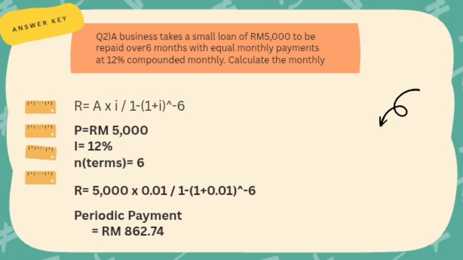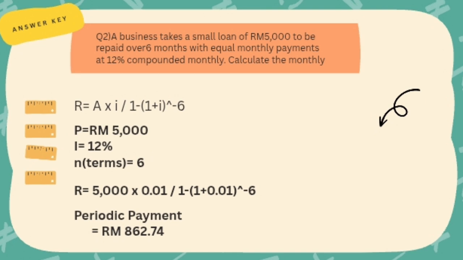Next, I will list out all the important information here. The principal is 5,000 ringgit. The interest rate is 1% per month. Meanwhile, the term for this question is 6 months. To find the monthly payment, we use a special loan formula. You can see it in the slide. This formula helps us calculate how much money needs to be paid every month, so that the loan including interest is fully paid after 6 months. The formula takes into account the principal, the monthly interest and the term.